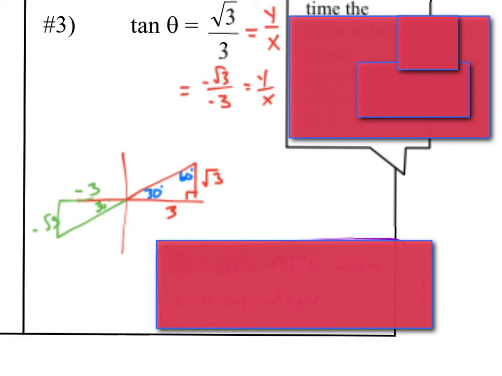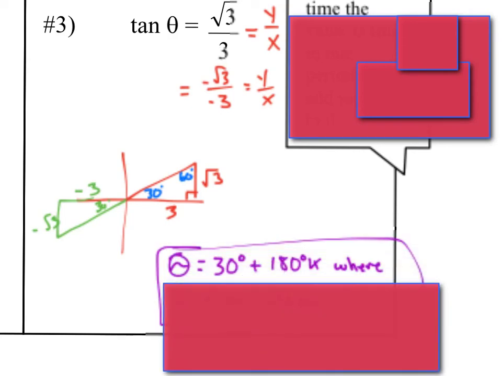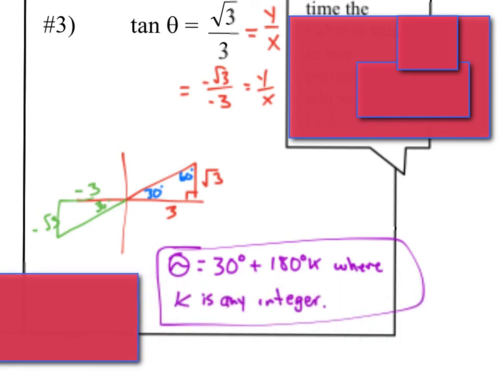So the answer to this, what could theta be? Could be 30 degrees plus 180k, where k is any integer. The reason that we're choosing 180 here instead of 360, the period length for tangent is 180. That's how often it repeats itself. Now, if you look at this picture, we have two answers. We have this one, and we have this one over here.